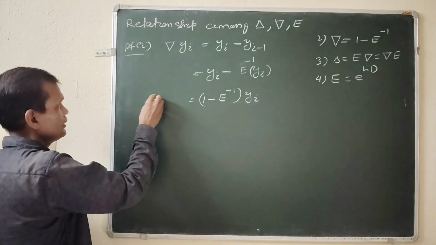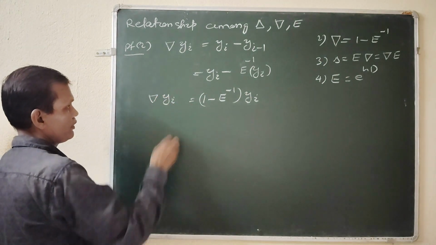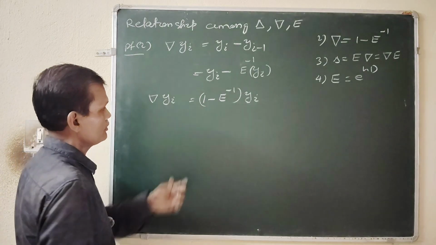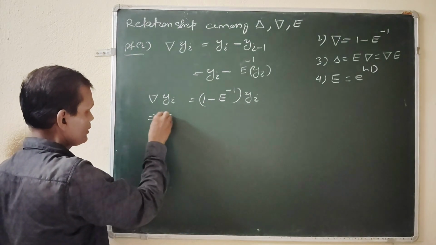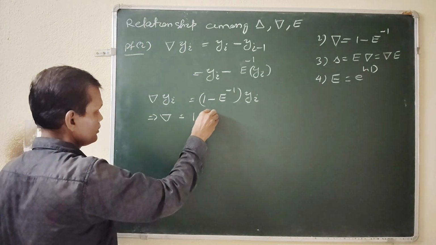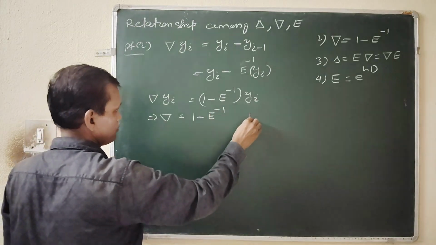And what is the left hand side? The left hand side is backward delta yi. So backward delta yi gives this, which implies backward delta is equal to 1 minus E to the power minus 1. So this is our proof.